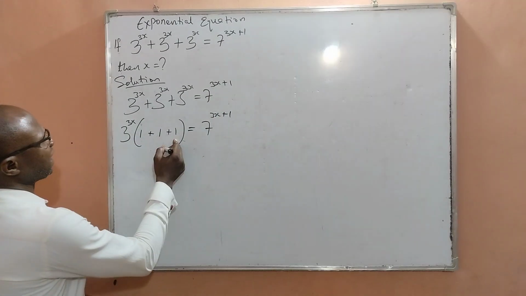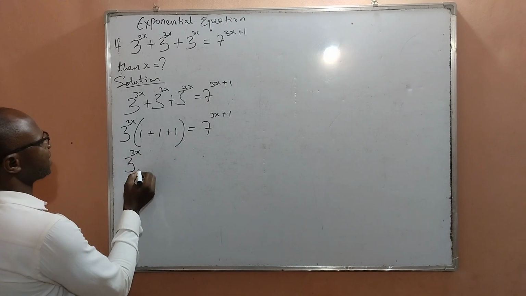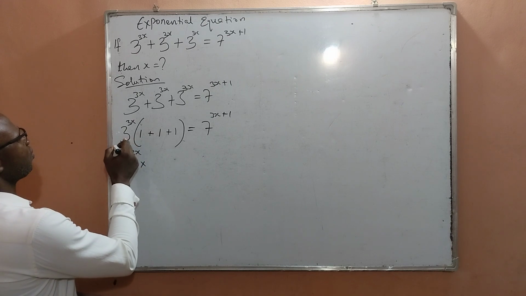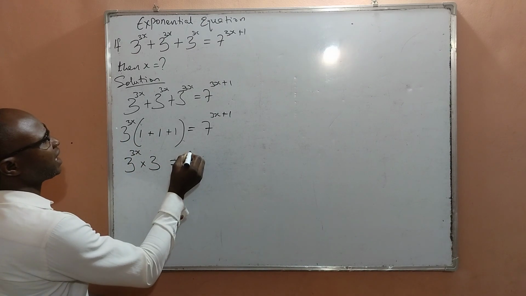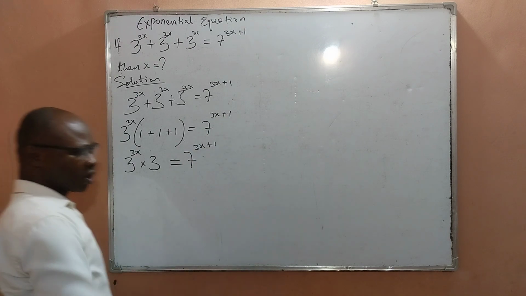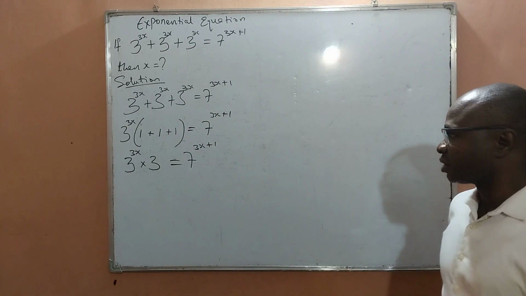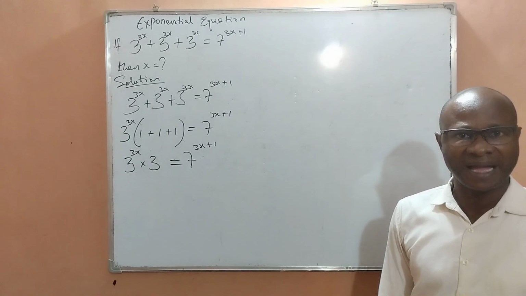Okay, I can add up what is inside the bracket to get 3, and of course you know what is outside the bracket is multiplying inside the bracket, and this will now be equal to 7 to the power of 3x plus 1. Take a very good look at it, and you will agree with me that it is very intact.